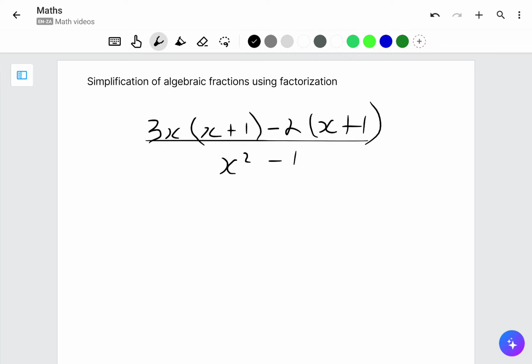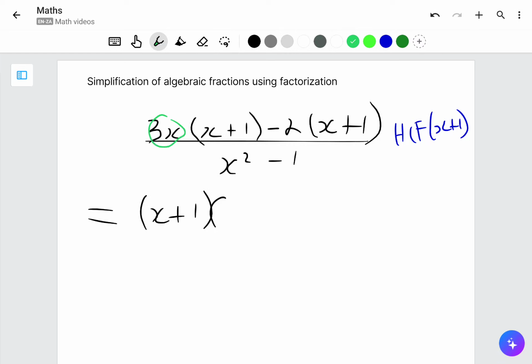So again, if you missed my previous video on factorization, taking out the highest common factor as a bracket, you have to go and watch that, as we will take our highest common factor here as the bracket, and that would be x plus 1. Okay, that would be x plus 1. So if we take out the highest common factor of x plus 1 on the numerator, what are we left with? We can see we're left with 3x minus 2, right? We're left with 3x minus 2.